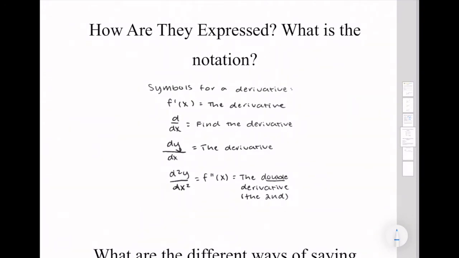So brace yourself. We're going to talk about how derivatives are expressed and what their notation is. Here are some symbols for a derivative. There's f prime of x, which is literally just f prime of x. That's how you would say it, and this denotes the derivative. So if you have f prime of x equals something, that something is a derivative. Another way to indicate a derivative is dy over dx. These are the same thing, just in different forms. Also, remember that f of x is a function.